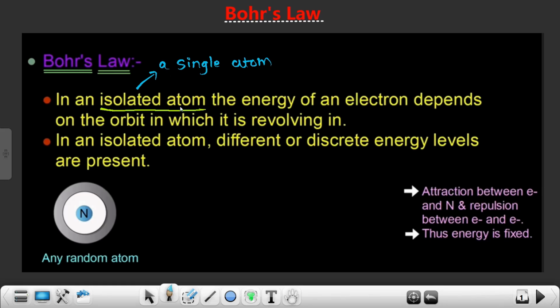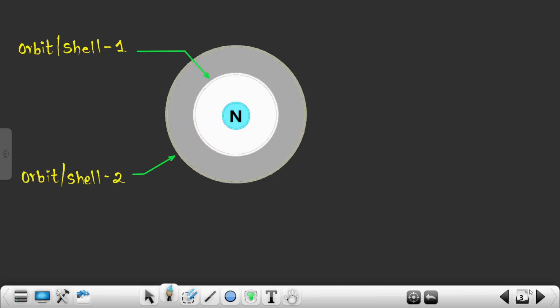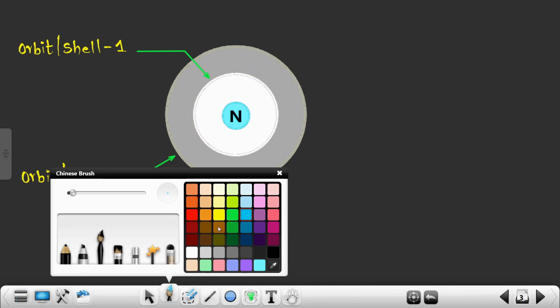So in a single atom, or rather in an isolated atom, the energy of an electron depends on the orbit in which it is revolving. I know you all understood nothing by reading this sentence. Don't worry, I'm here to explain each and everything. But before that, let me give you a rough idea about an atom. I'll draw it very roughly over here.